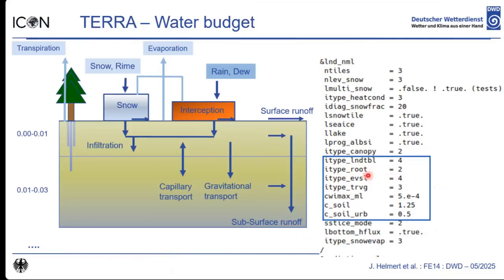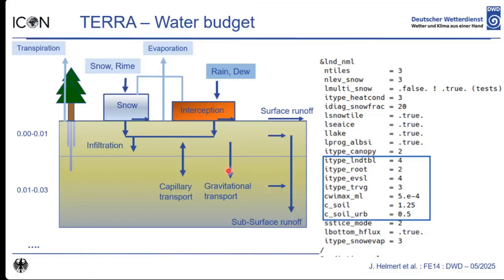Here we have iTab root. This is the root profile. This indicates already that the roots are not all the same length, of one tree. This would be iTab root equal to 1. 1 would mean they are all the same length. They reach all the same layer. This turns out to be not realistic.